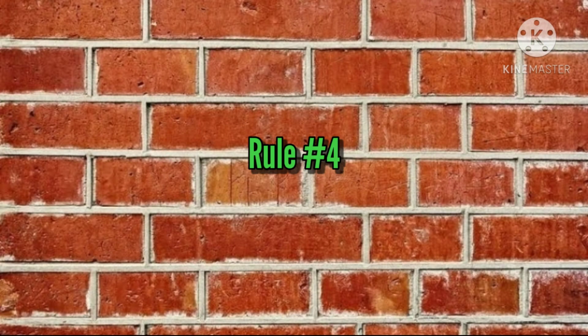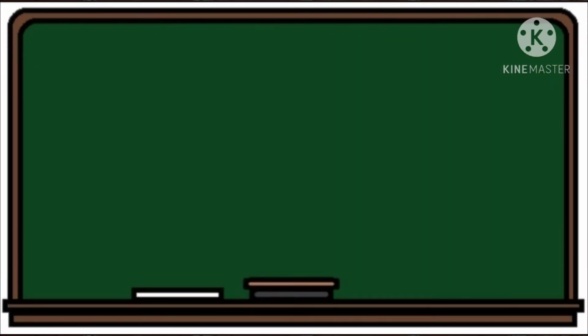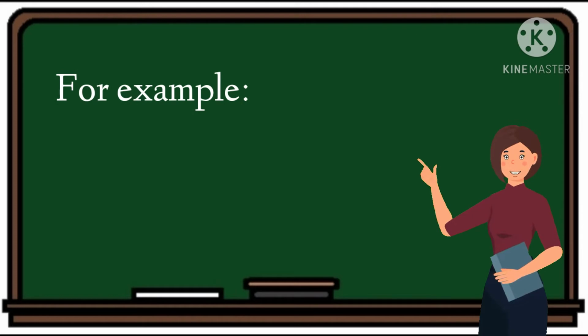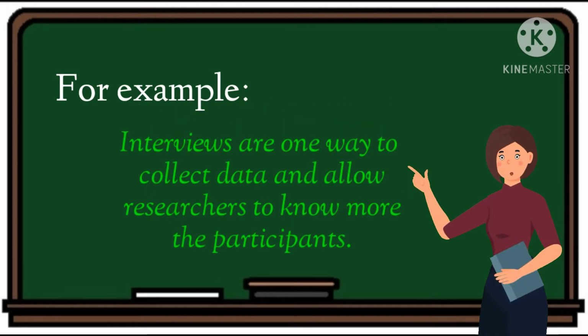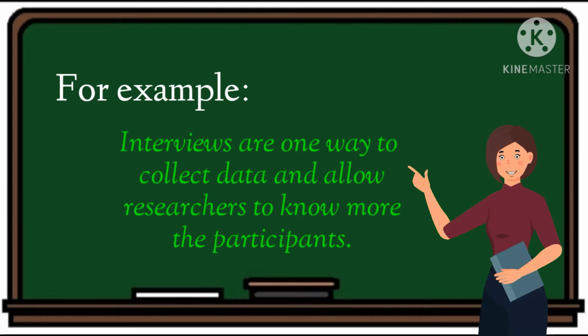Rule number 4. When there is one subject and more than one verb, the verbs throughout the sentence must agree with the subject. For example, interviews are one way to collect data and allow researchers to know more about the participants. In this sentence, interviews is the subject while are and allow are the verbs. As you can see in the example on the screen, all the verbs mentioned in the sentence agree with the subject.